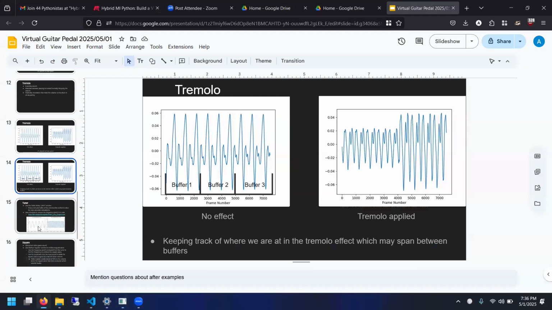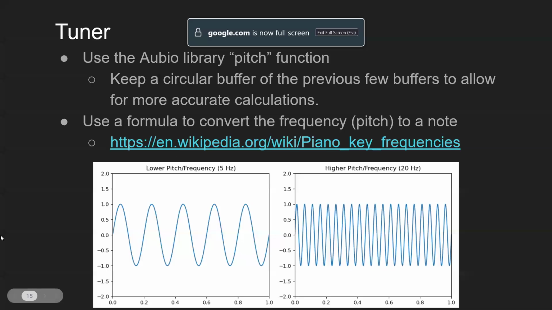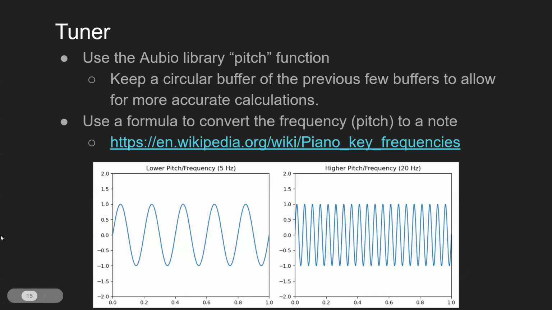So next up is a tuner. Here I'm using a Python library called Aubio to use their pitch function. Like you mentioned before, if we're keeping a recording, this one I am keeping the previous 8 buffers' worth. So we're keeping a rotating array of the last 8 buffers.